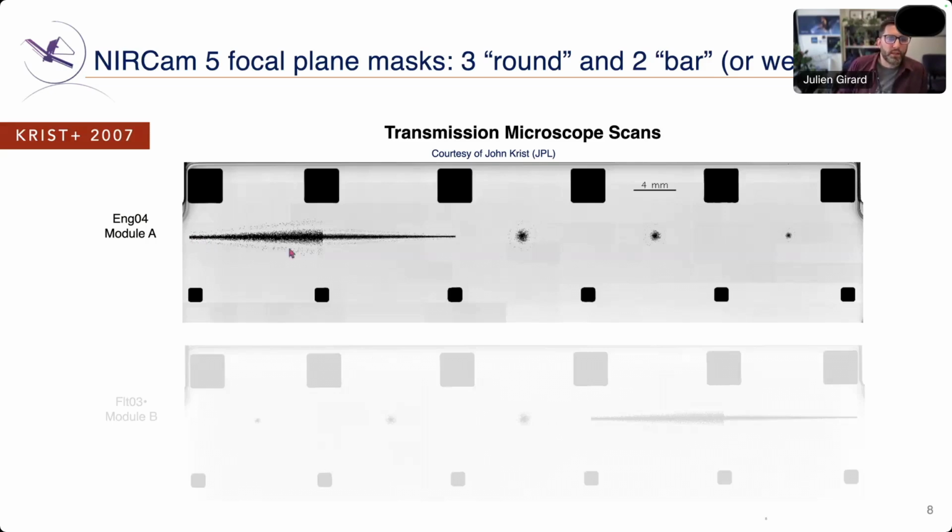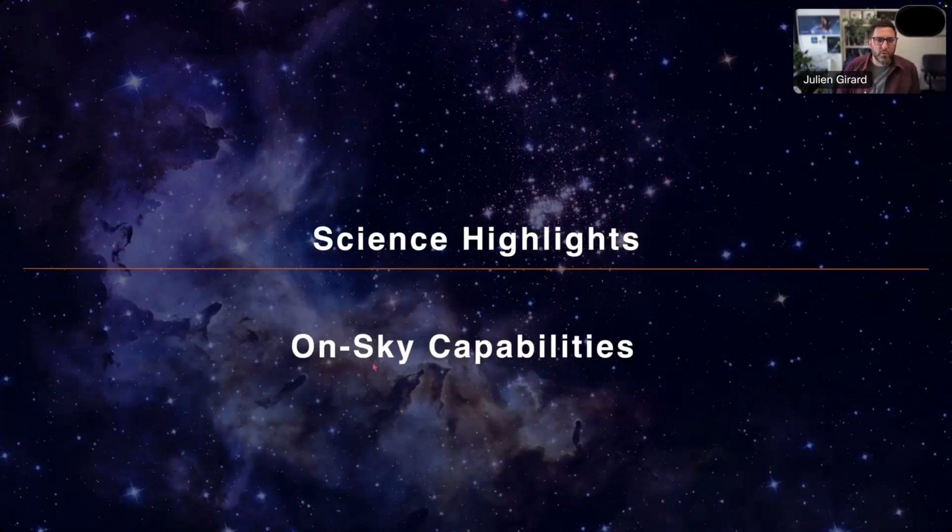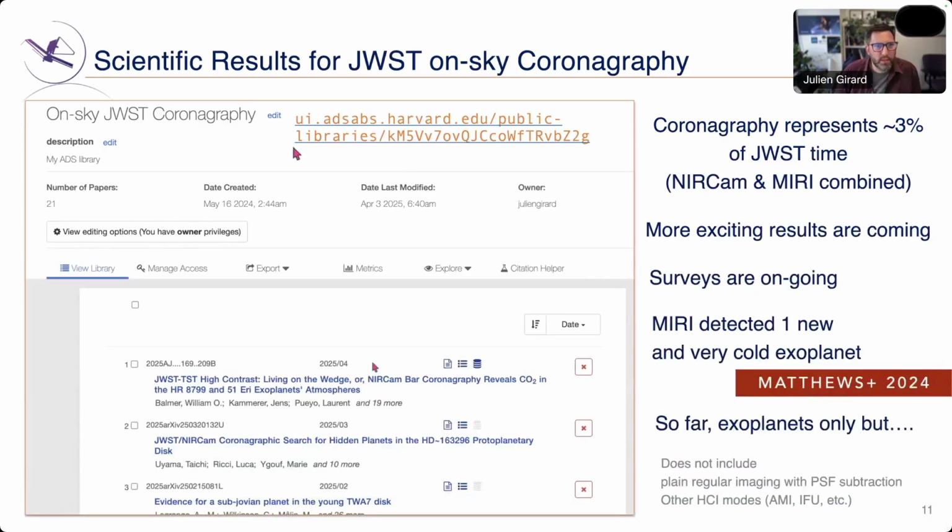Those black things here are density filters, and they are used for target acquisition with NIRCam. So a little bit of detail on that. I already explained why we had Lyot stops and the fact that they have this kind of weird design. Now I'm going to move to a few science highlights and on-sky capabilities.